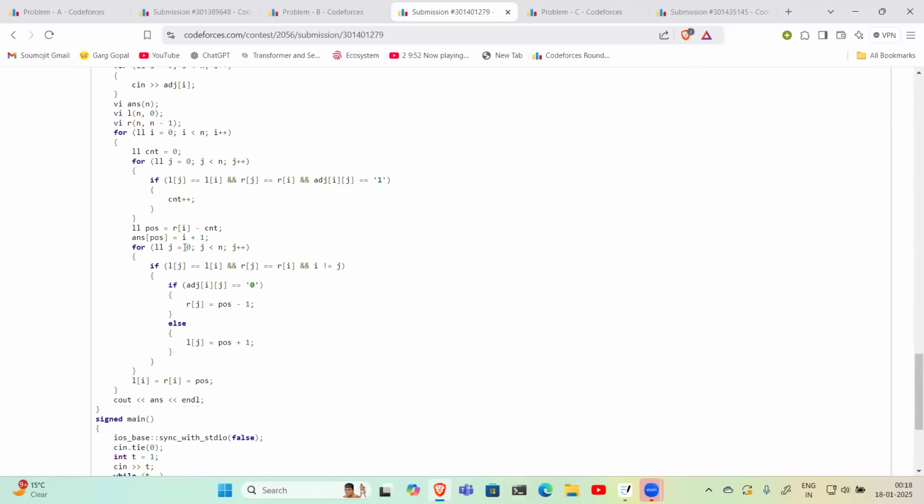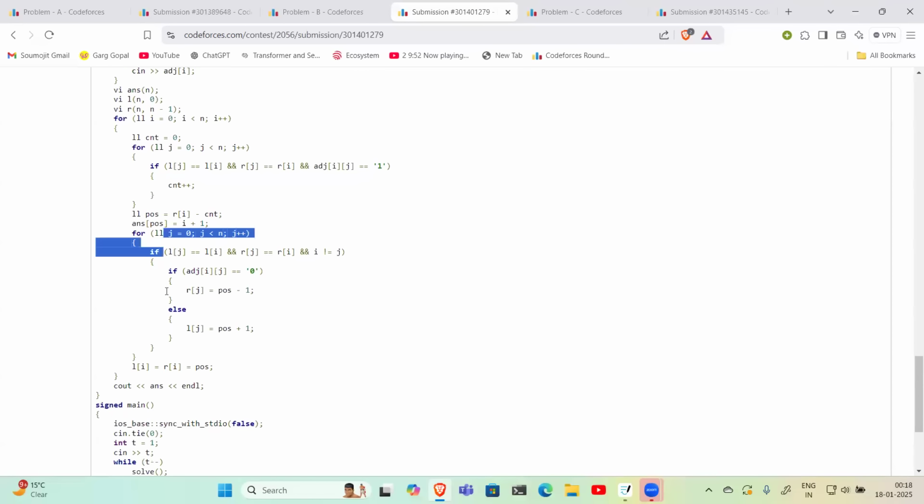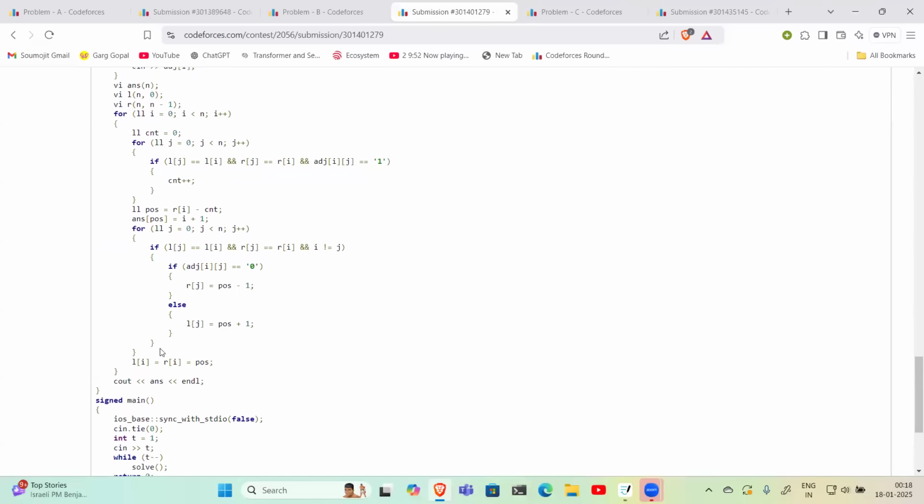We need to update all the L and R values. Whenever you are using a data structure and you are trying to leverage the advantage of the data structure at some part of the code, you also need to ensure that the data structure remains valid for the further iterations to come. So how do I do that?